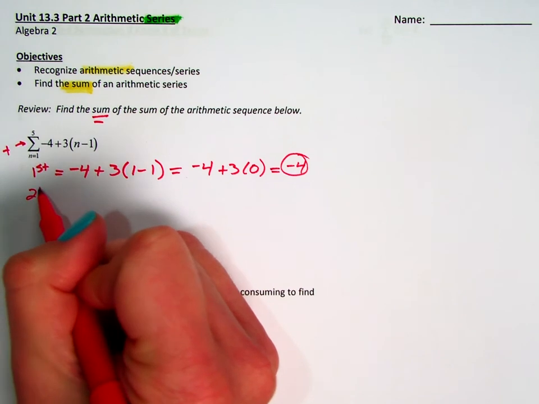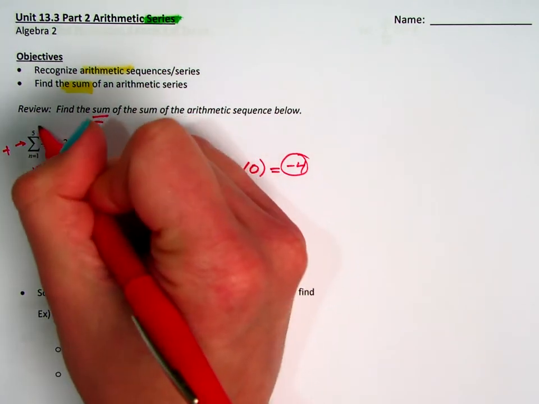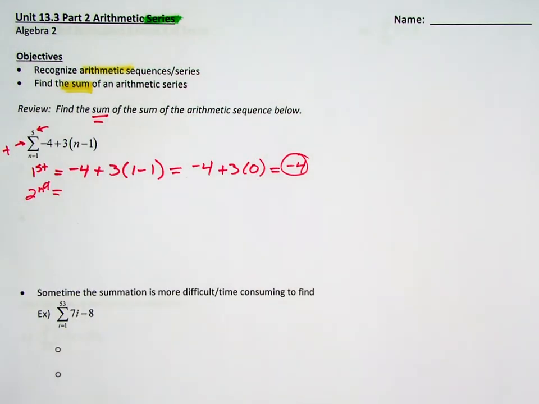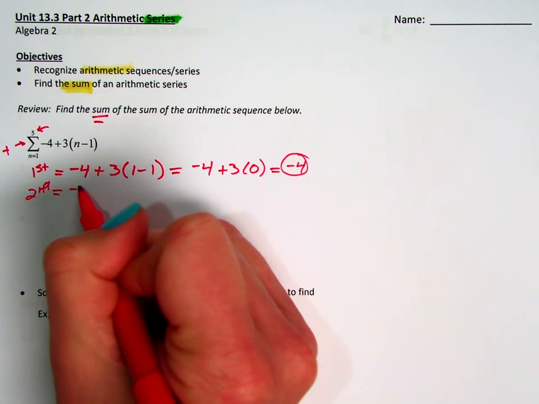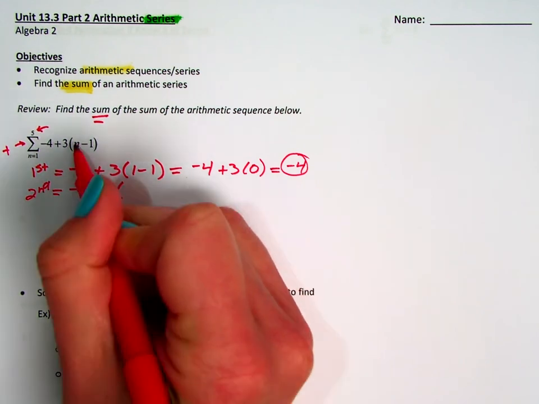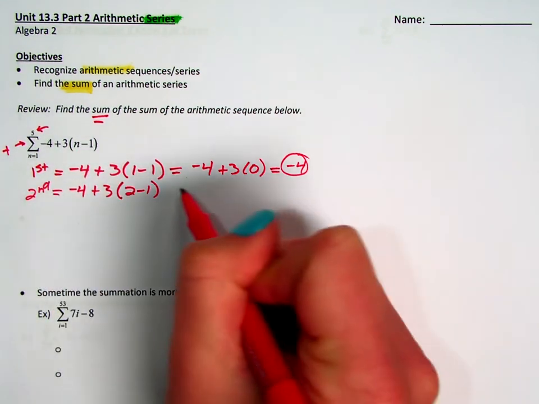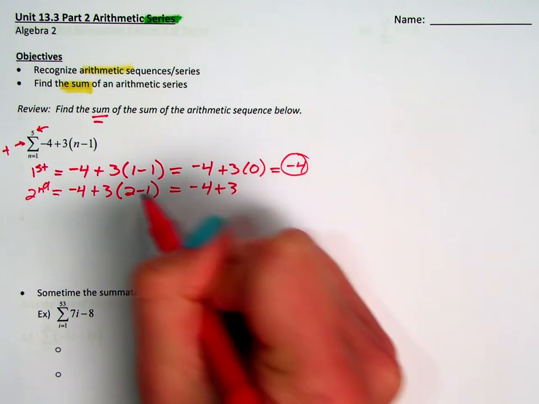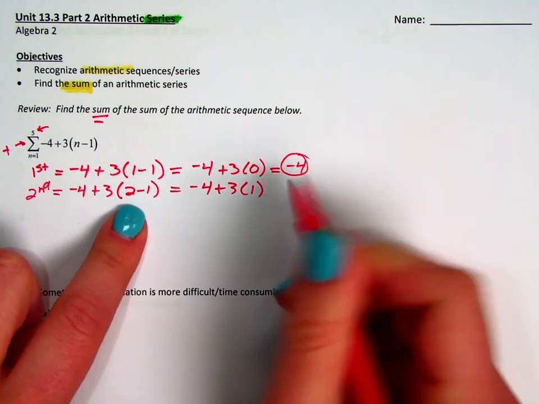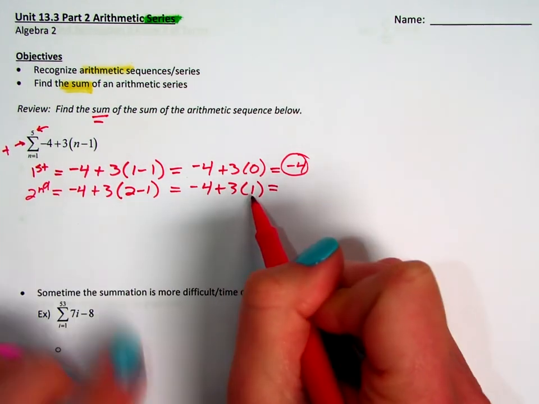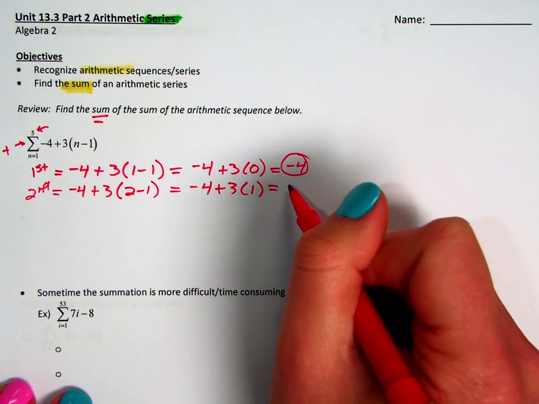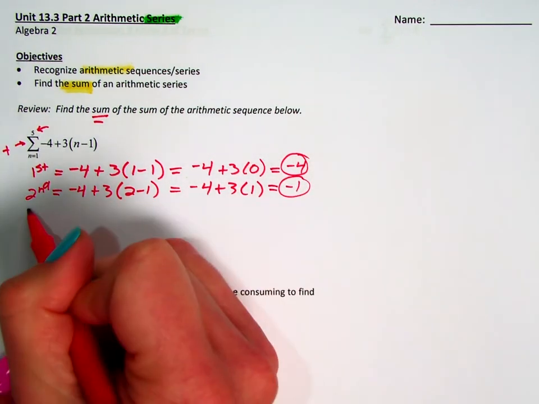Then for my second term, we're going to plug in 2. And remember that we don't stop until we get to that upper number, which is 5. So negative 4 plus 3, instead of n, we put 2 minus 1. So negative 4 plus 3, 2 minus 1 is 1. And now 3 times 1 is 3, plus negative 4 is negative 1 for our second term.